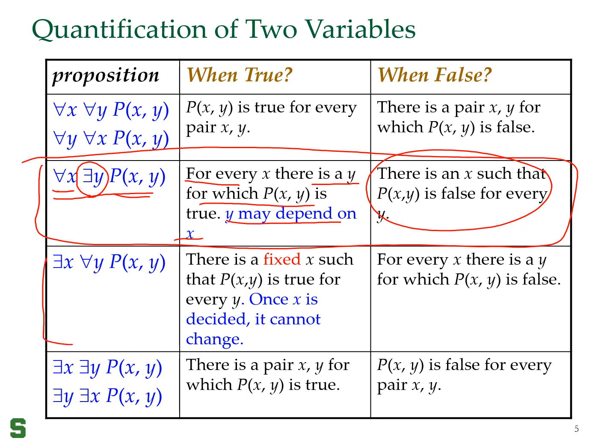The other formula, you have there exists x for all y. So that means you have to find x first, and once you find that x, no matter what y is, p of xy should evaluate to true. So there is a fixed x such that for every y, p of xy should be true. In other words, once x is decided, we can't change what x is while choosing y.